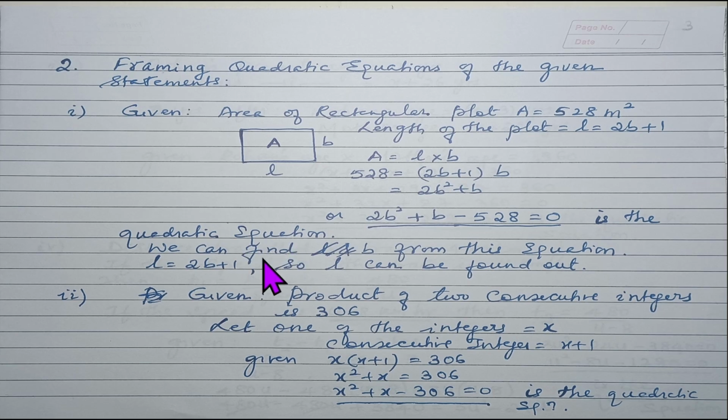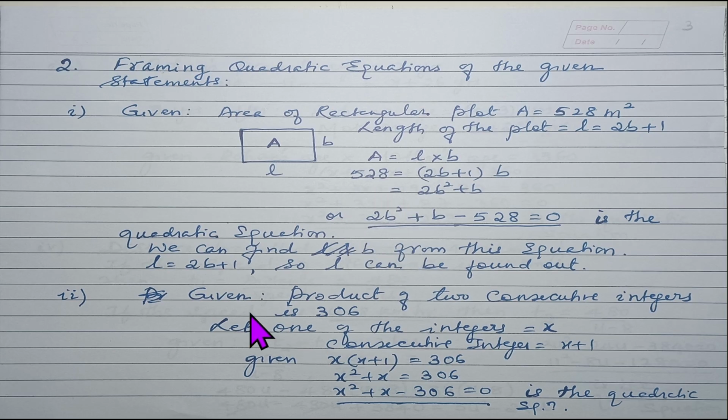Now we can find B from this equation by going for middle term splitting method. Once we know B, we can also find L, and L is equal to 2B plus 1, so L can be found out. Therefore we have framed an equation, and from that equation we can find the length of the rectangular plot and also the breadth of the rectangular plot. So that is how we frame an equation to find the two unknowns.